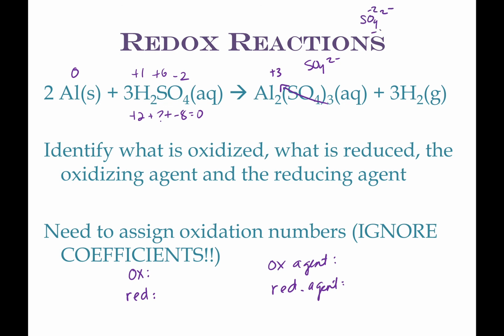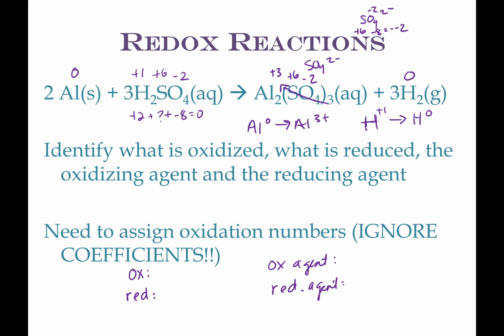-2 times 4 is -8. So what plus -8 equals -2? That's +6. So you can do it that way. You can also multiply through by all the coefficients, but you're just going to end up working with really high numbers and it becomes more difficult. So aluminum went from aluminum 0 to aluminum 3+, and hydrogen went from +1 to hydrogen 0.